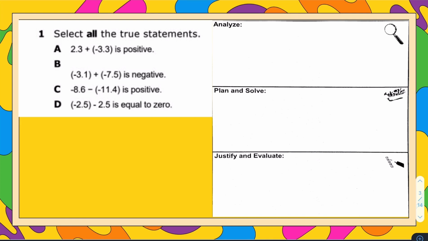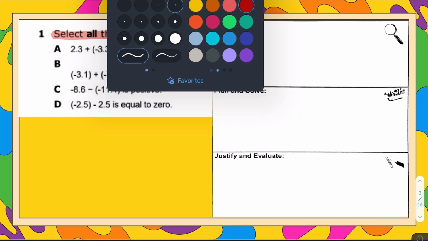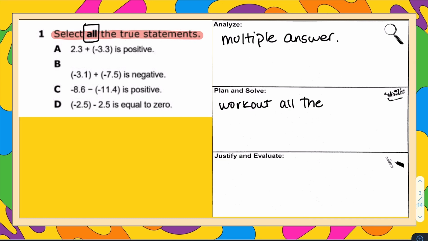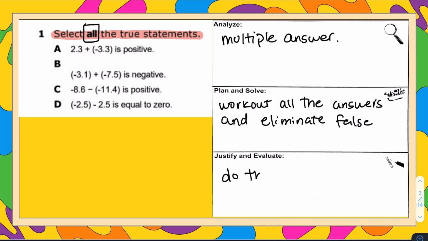Number 1, select all the true statements. I'm going to highlight my question. The important word here is the word all. So by analyzing, we know that we have multiple answers. Whenever I plan, I'm going to work out all the answer choices and eliminate the false ones. And then to justify and evaluate, that's you doing the math. So do the math.